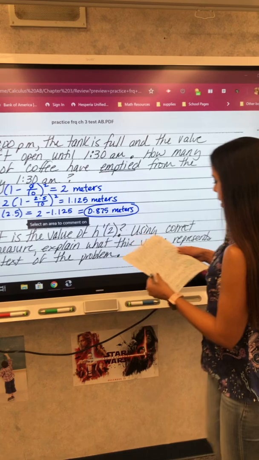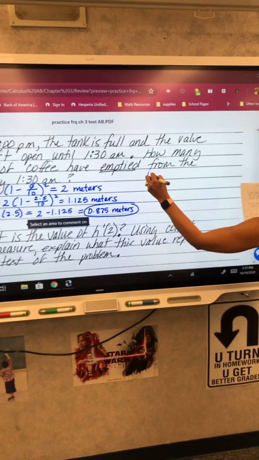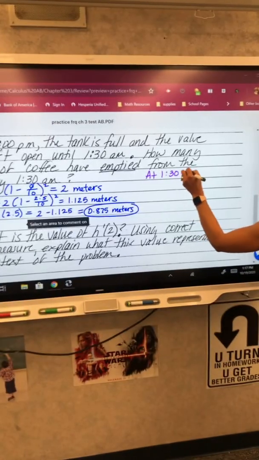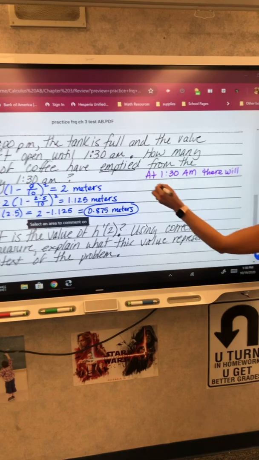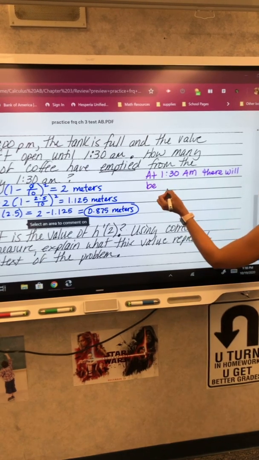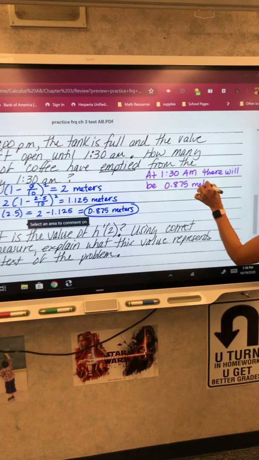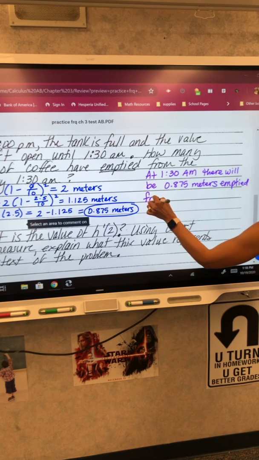Okay. All right. Let me put my calculator down. So I'm gonna say at 1:30 a.m. there will be 0.875 meters emptied from the tank.